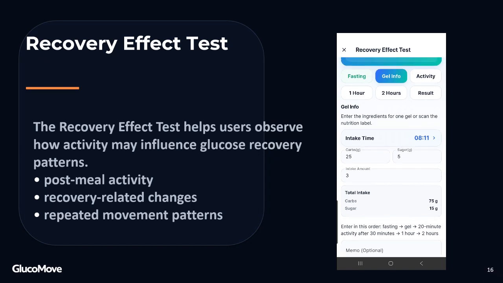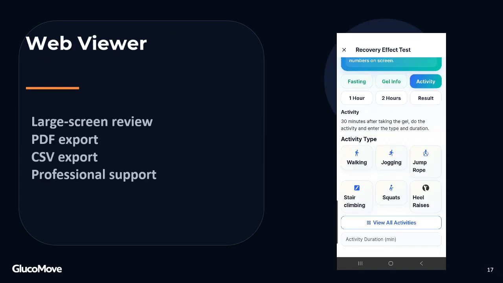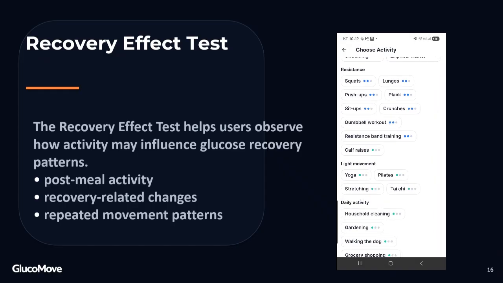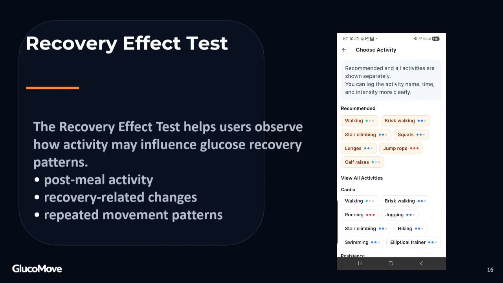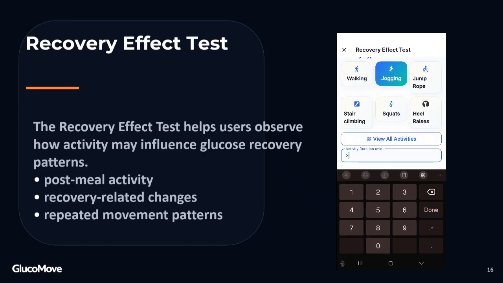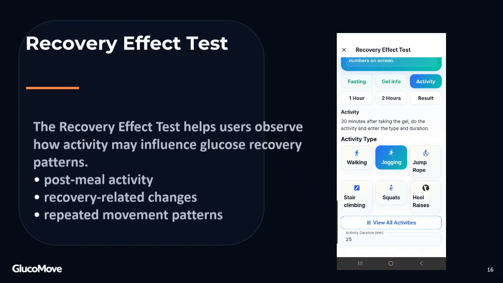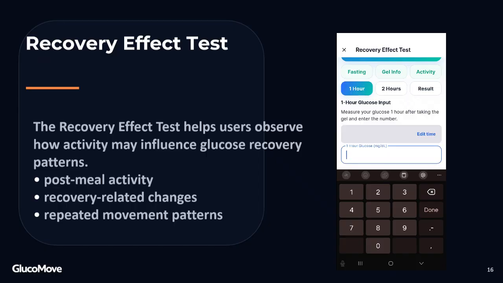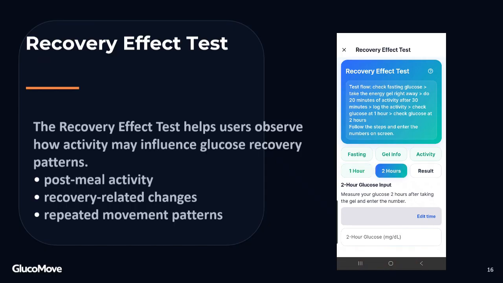For consistency, this test should be performed using the exact same energy gel product and the same carbohydrate amount that were used during the glucose response test. The main difference is that, starting approximately 30 minutes after consumption, users should perform one selected activity for about 20 to 30 minutes. This structure allows users to observe how activity may influence both the 1-hour and 2-hour post-meal glucose responses in a more direct and immediate way.